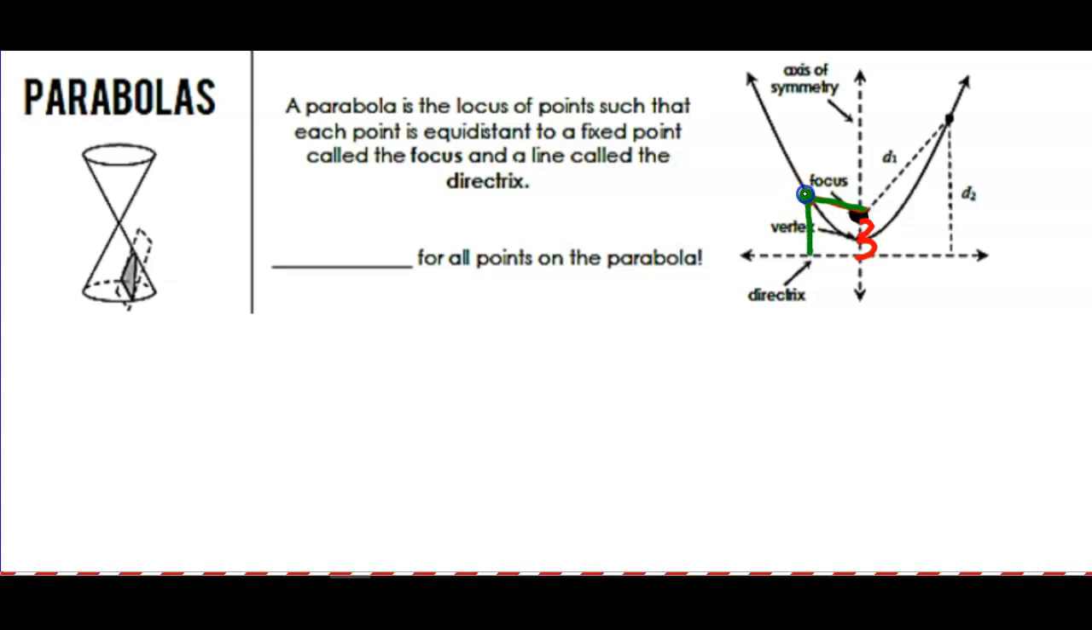Now remember, when you measure from a point to a line, it's perpendicular here. So those distances are always equal, and that's the definition. So it is all points such that every point is equidistant to a fixed point called the focus and a line called the directrix. So the distances in that picture over there, D1 and D2, are equal.